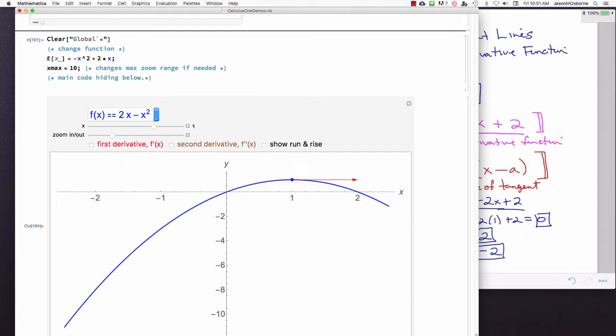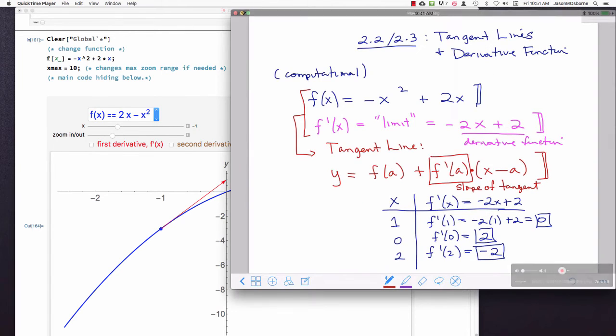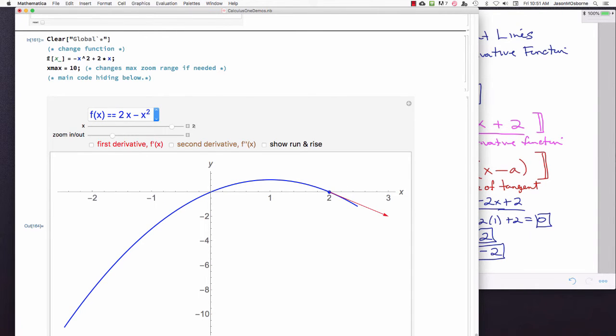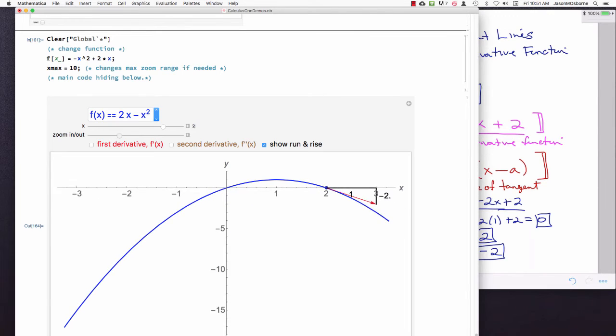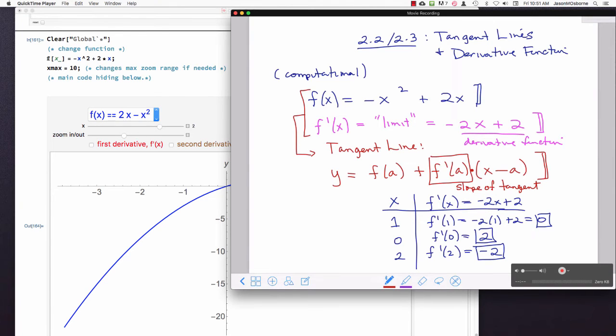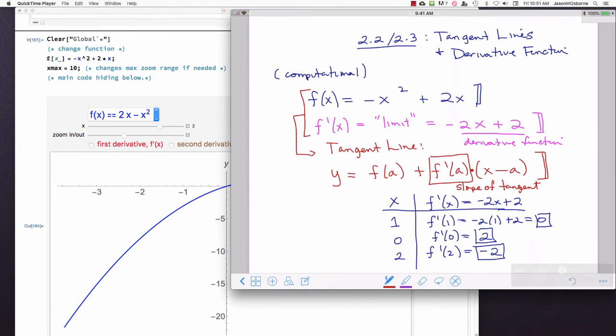If you move to a different point, I think we went to, say, negative 1. I'm sorry, 2. We went to 2. And the slope of the line is now a negative number. We're sloping downward from left to right. We can zoom out on this function, and the slope of that line will be negative 2. And that's what the table was showing us.